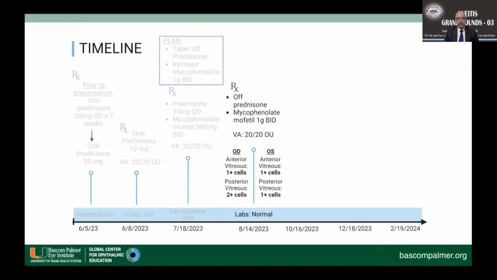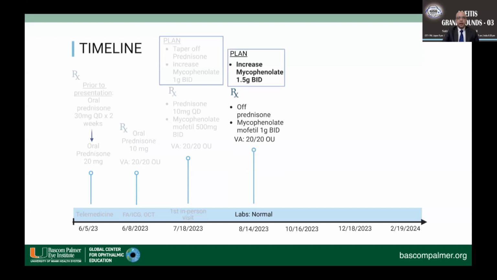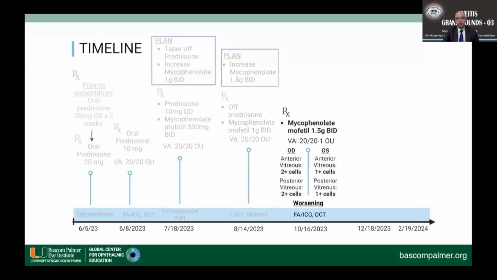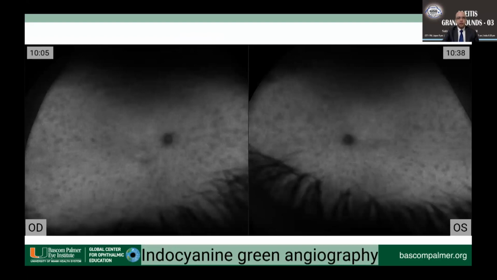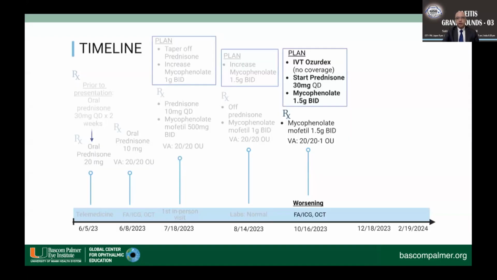She followed up a month later, and at this time her vitritis was still there. She was tolerating the mycophenolate pretty well, and now it was increased to optimum dosing of 1.5 gram twice daily. She presented again 2 months later, and at this time she was worsening with increased vitritis. This was her FA, which shows persistent vascular leakage and persistent birdshot lesions prominent in both eyes.